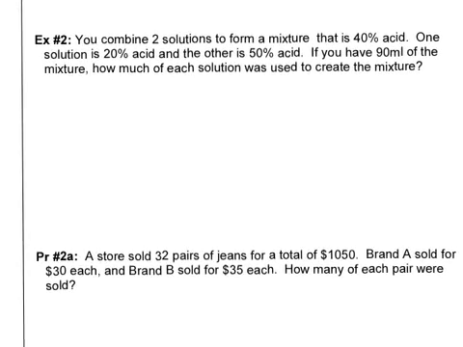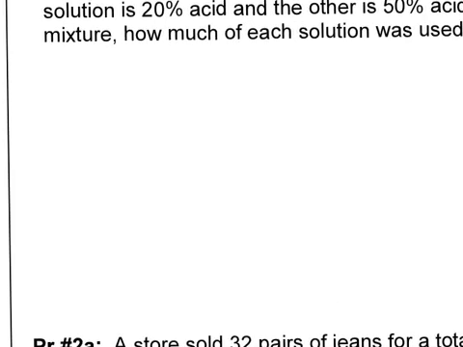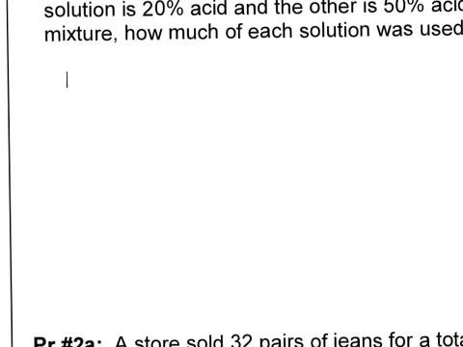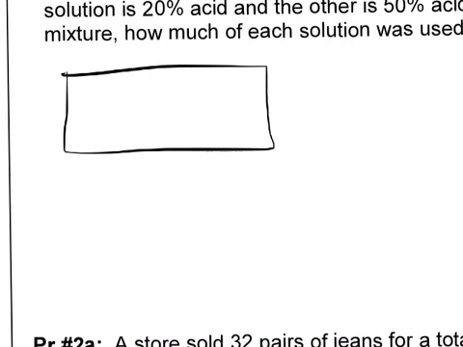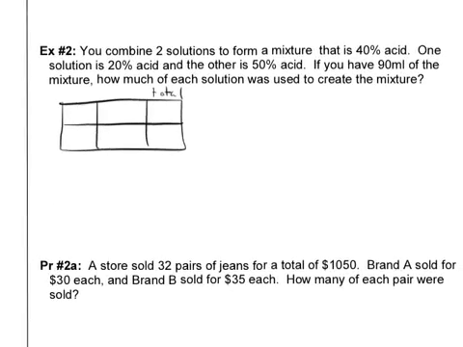Okay, before I even read this problem, I know that it's a mixture problem, or a systems of equations problem. So I'm going to go ahead and make my box, just because I know this is helpful, and I'm pretty sure I'm going to use it. I'm going to have some total over here, and I know I'm going to have 2 equations down here. Okay. It says you combine 2 solutions to form a mixture that is 40% acid. One solution is 20% acid, and the other is 50% acid. If you have 90 milliliters of the mixture, how much of each solution was used to create the mixture?